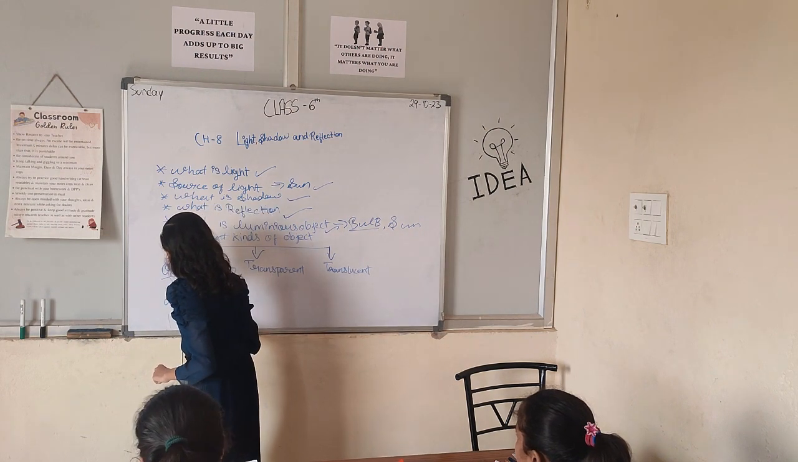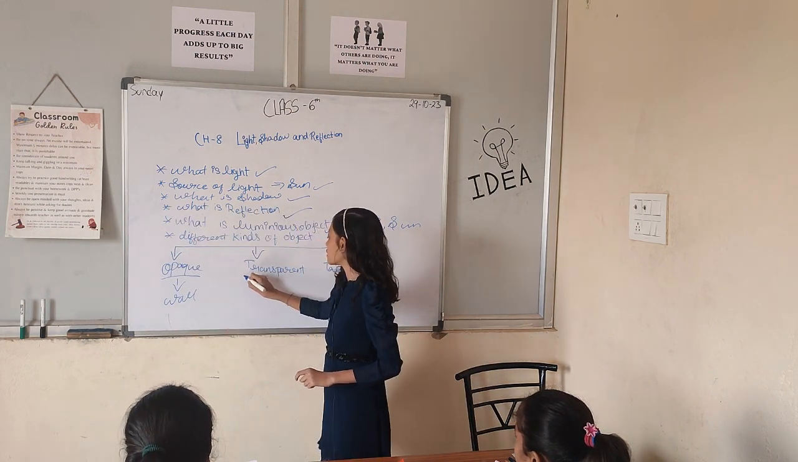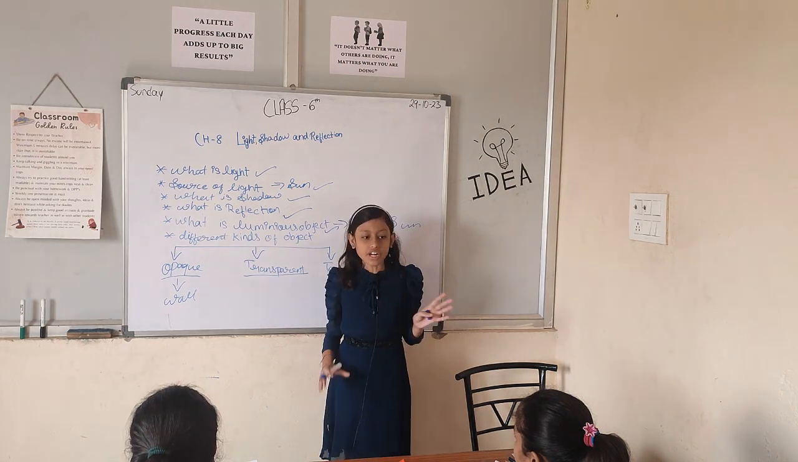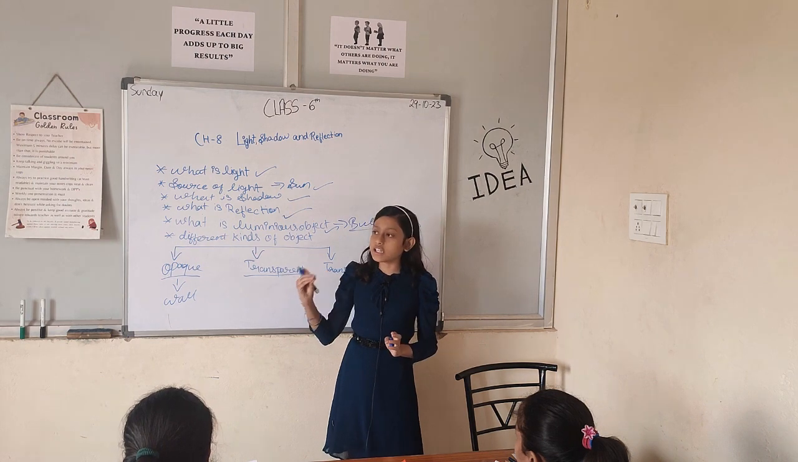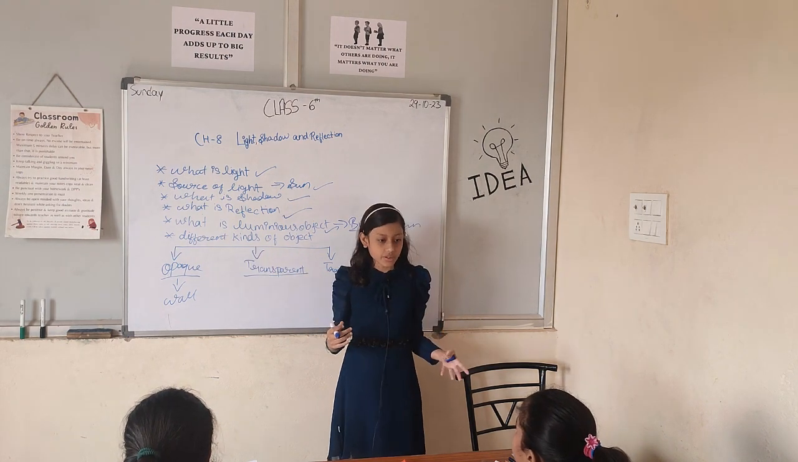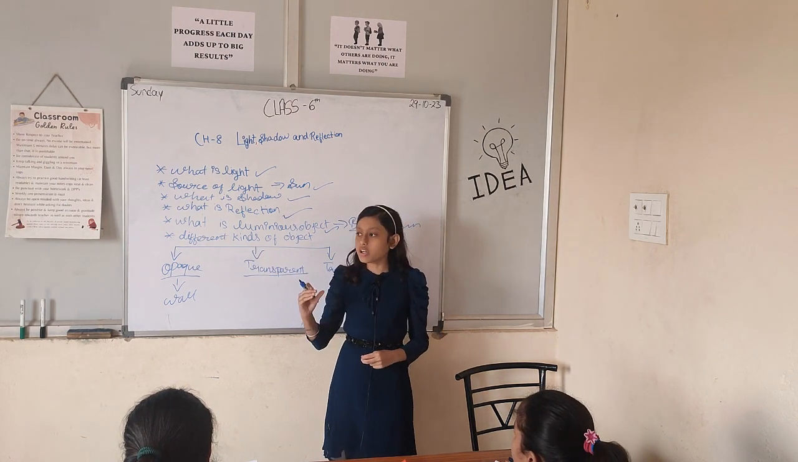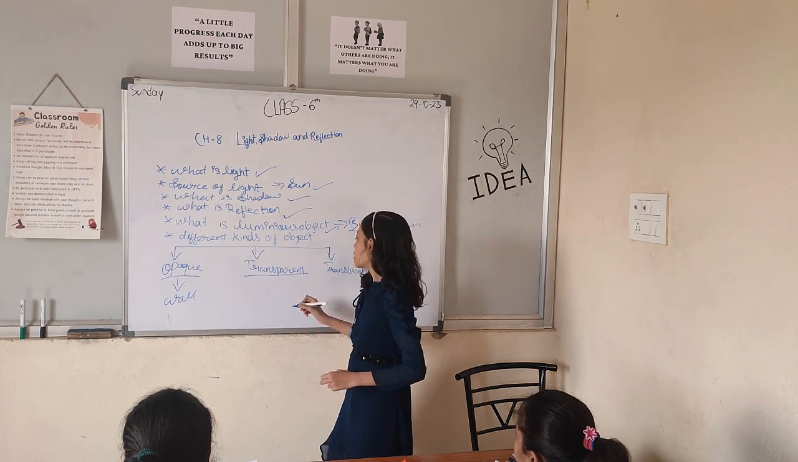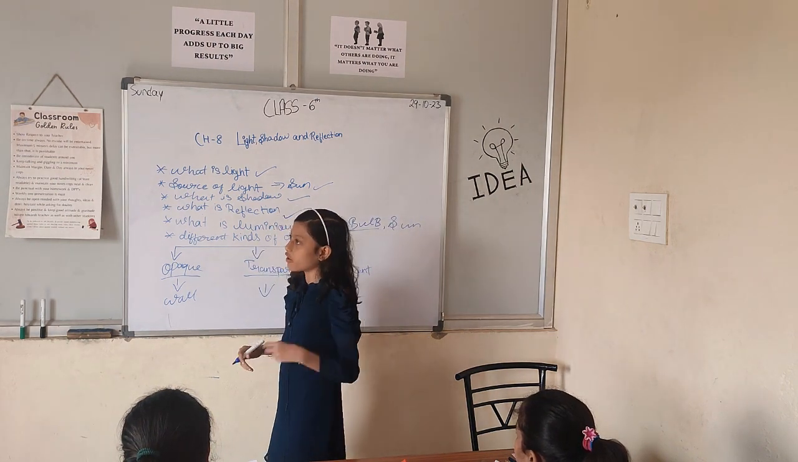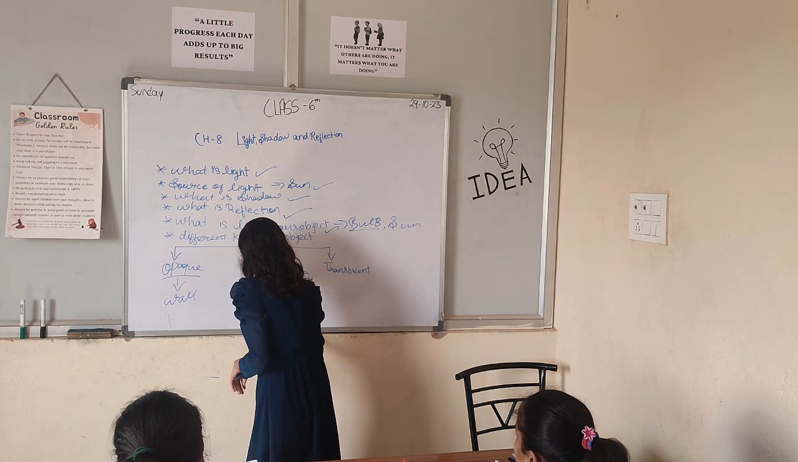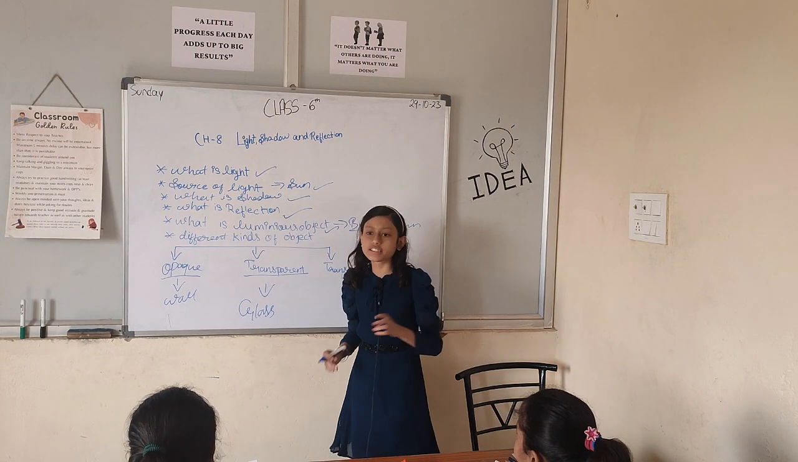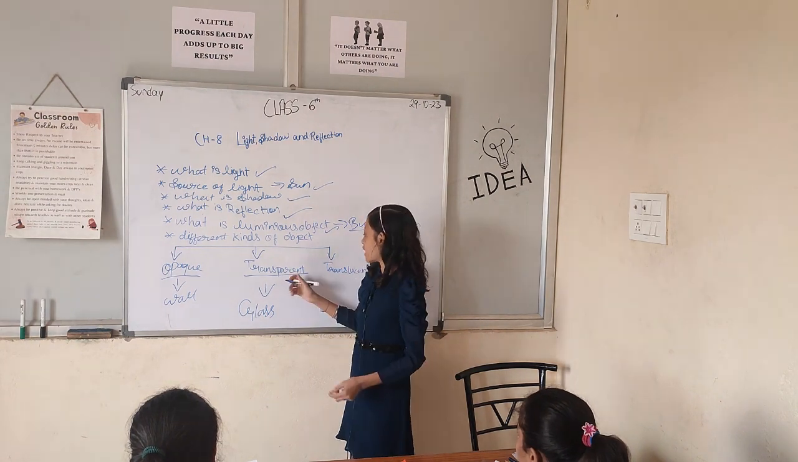An example is a wall. And what is a transparent object? Transparent objects are those through which we can see clearly. Like from windows, we can see clearly through it. Examples of transparent objects are also glass. Glass objects are examples of transparent.